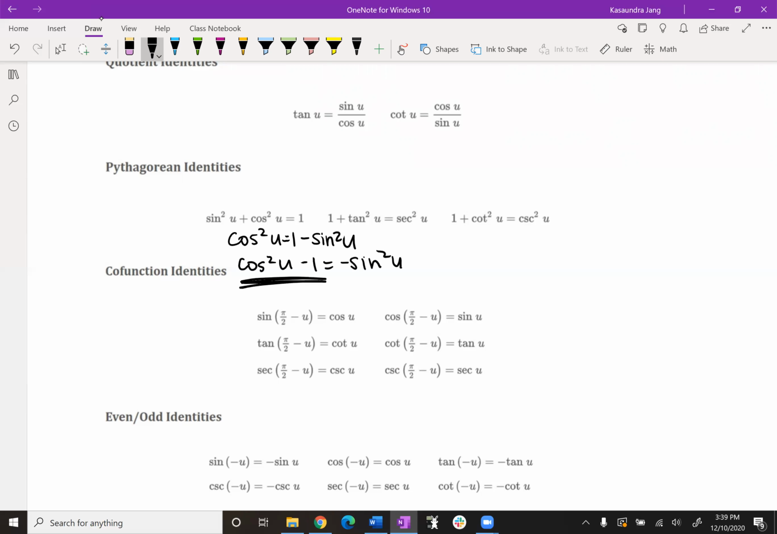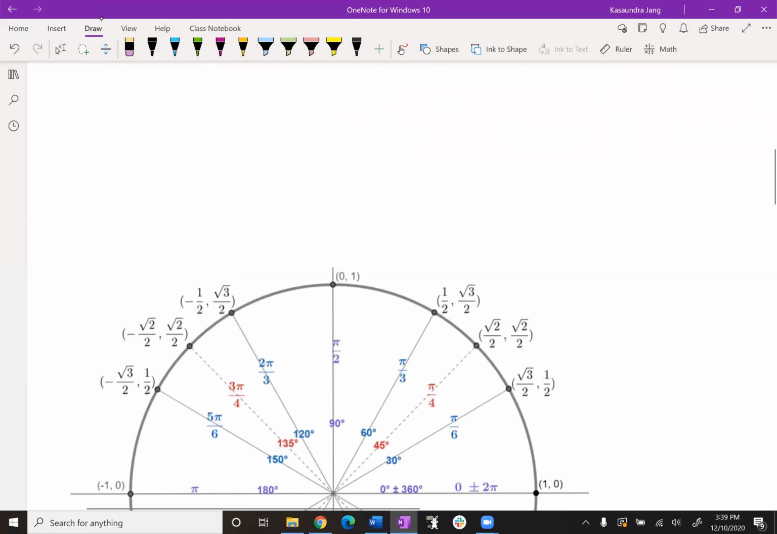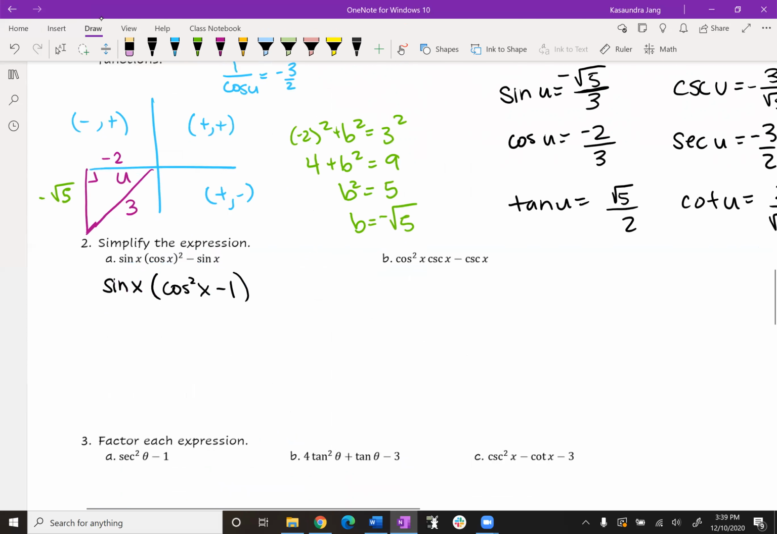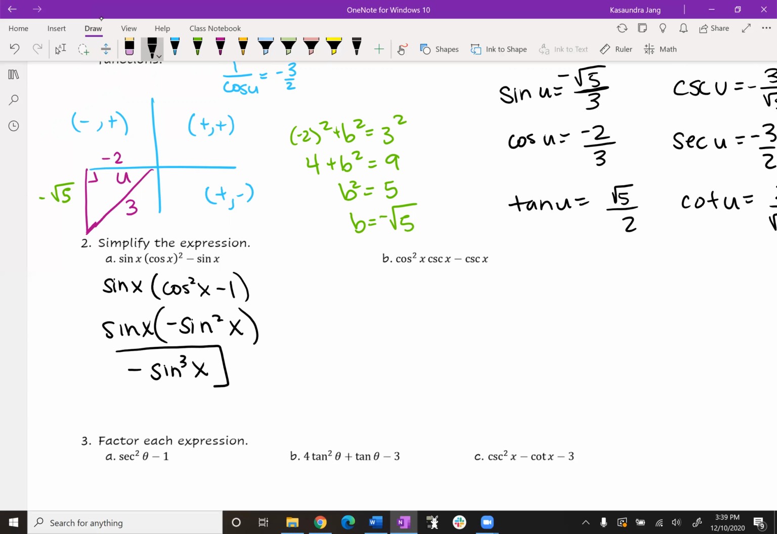Okay, so this is what I had in my problem. I had a cosine squared minus 1. And it looks like that's going to equal a negative sine squared. Okay, so cosine squared of x minus 1, this is going to be my negative sine squared of x. Which means if I simplify this all the way down, I will have a negative sine cubed of x. All right, so that's as good as it's going to get right there. So that's totally simplified.